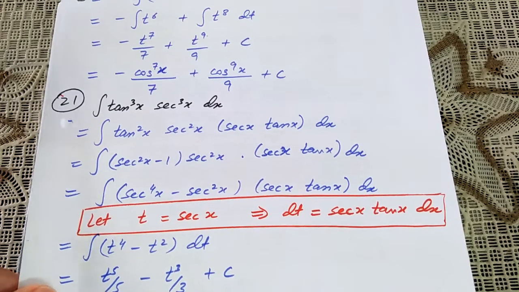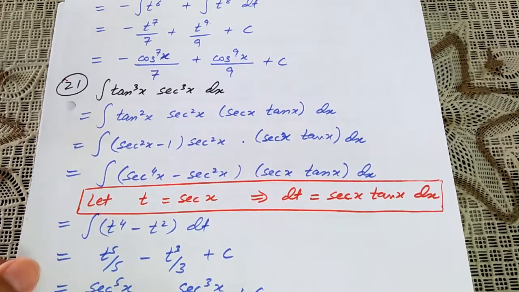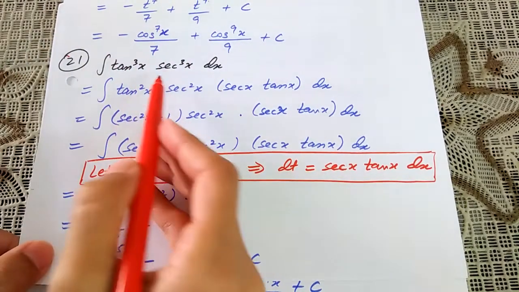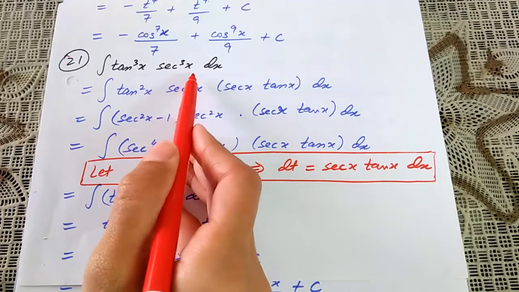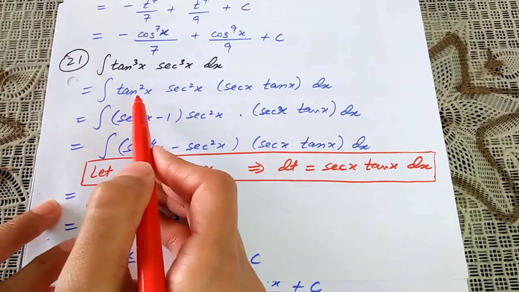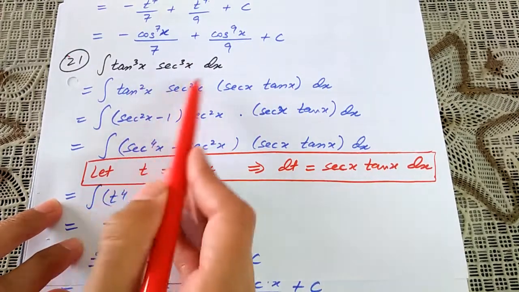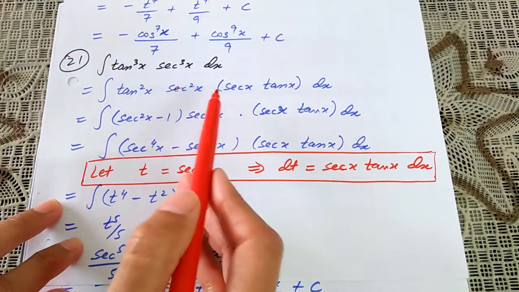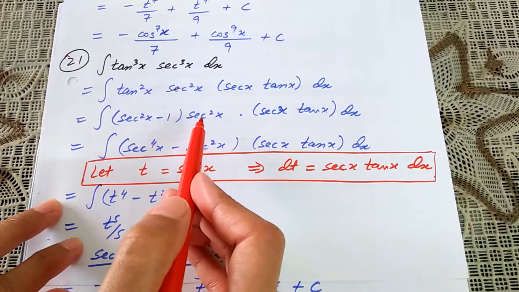Question number 21. Integration of, this is the same as the previous question, tangent cube of x, secant cube of x. I will convert this question into the maximum of secant form because I know that secant x can be easily solved here.